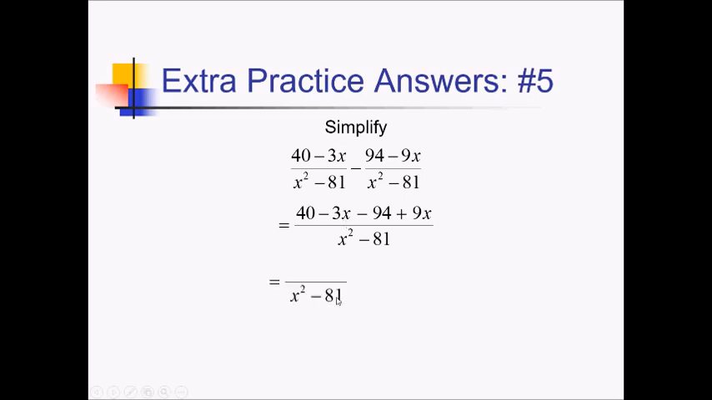Combining like terms up there now, we have, let's see here, a negative 3x and a 9x. I'll just do the x's first. So that's going to be 6x. And then 40 minus 94, that's negative 54.